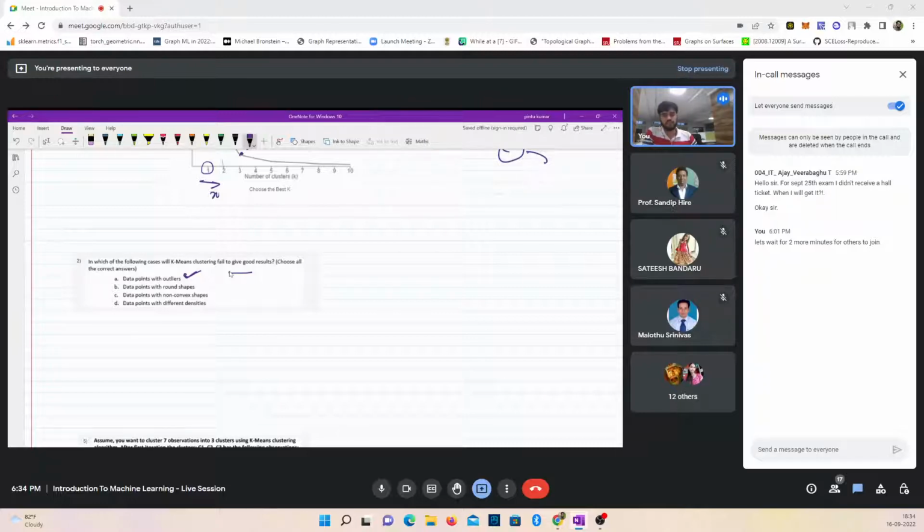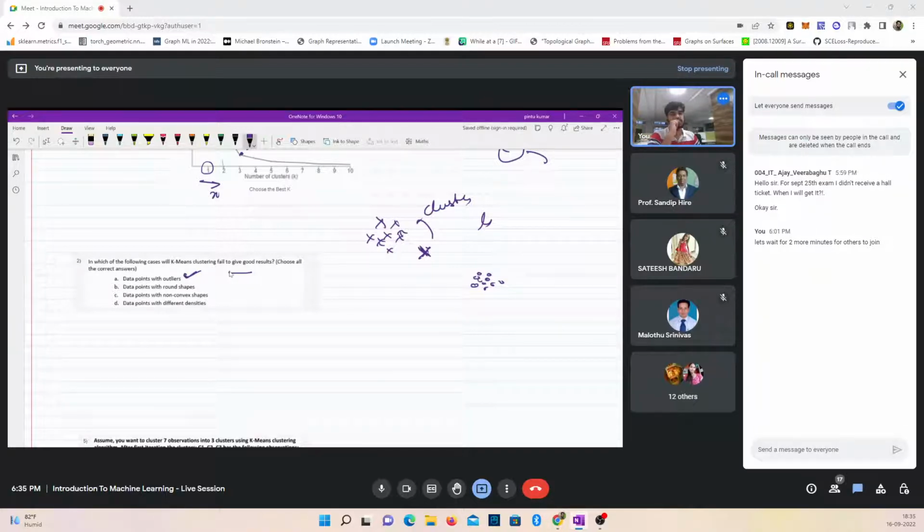So when you have some outliers, let's say this point is an outlier, and these points are very tightly packed. This point will cause an issue when you calculate the mean. Let's say you assign this to cluster 1, because this point is an outlier, it will shift your mean towards itself. So this thing will cause a problem.